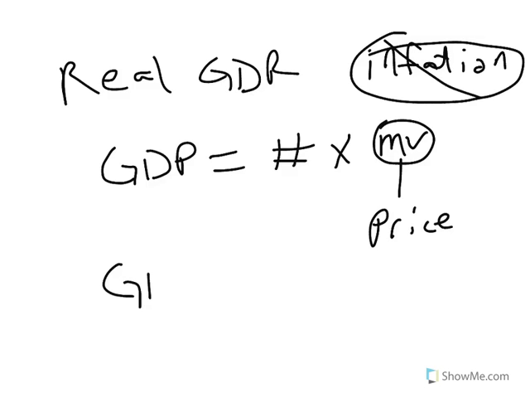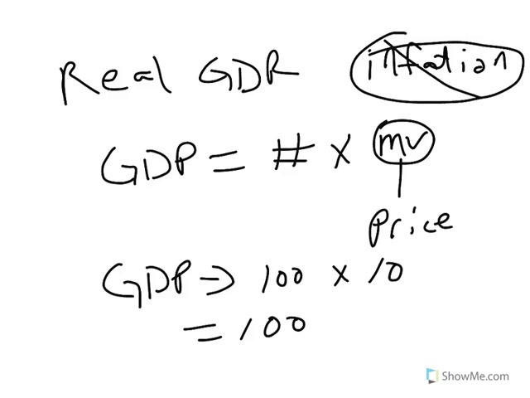So a GDP that has only a one product or one service economy that produces 100 units of that product and sells them for a price of $10 has an output of $1,000. Now, the next year, that economy could still produce 100 units, but the price is subject to change because of inflation.